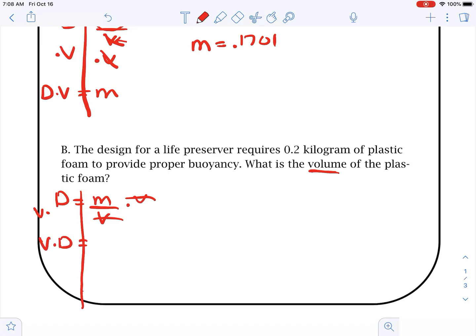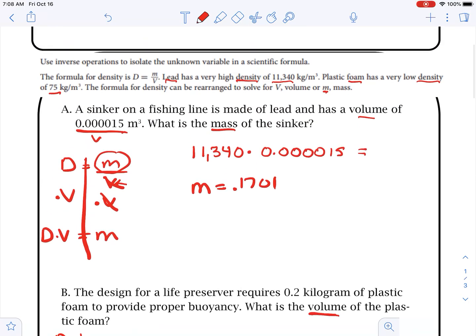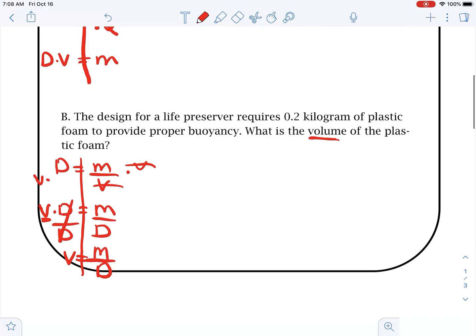So we have V times D equals M. Now I want to isolate V, so I want to get rid of that D by dividing. So these cancel, and my volume equals my mass over my density. Once again, it said up here, plastic has a low density of 75 kilograms. So that's my density. So our volume equals, and that 75 is right there.